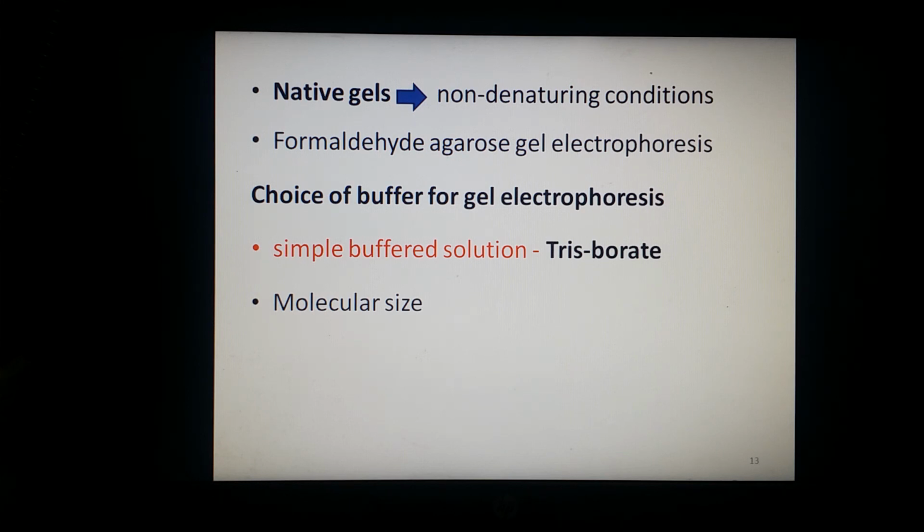But there is a disadvantage of using formaldehyde: gels need to be poured and run in a fume hood. On electrophoresis, RNA molecules move towards the positive pole as RNA is negatively charged. So this is what types of gels perform what functions.